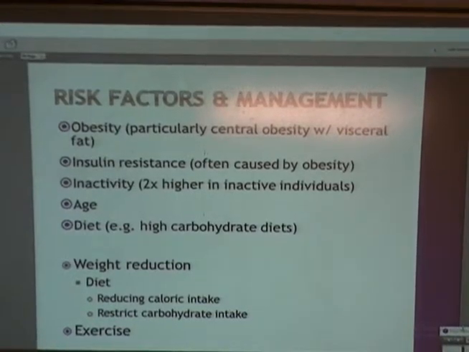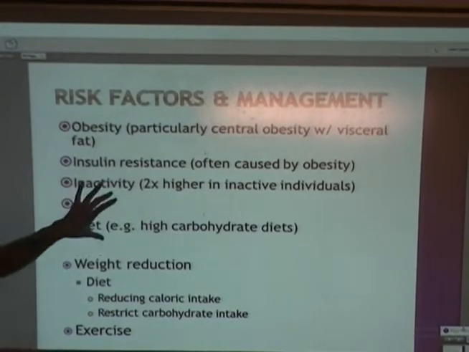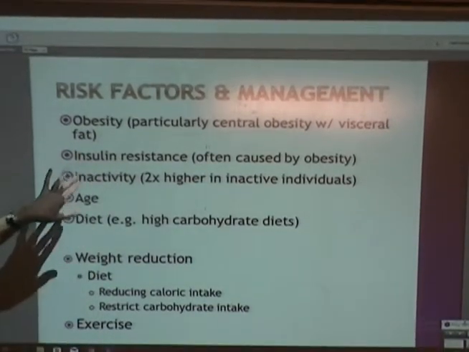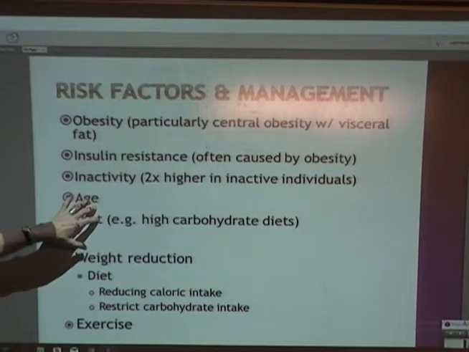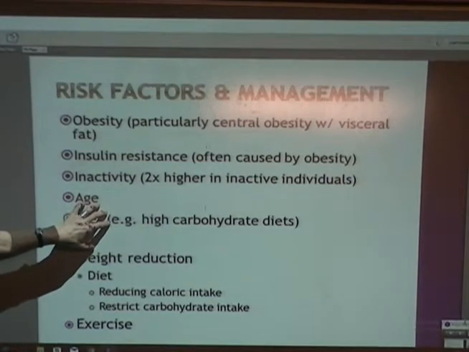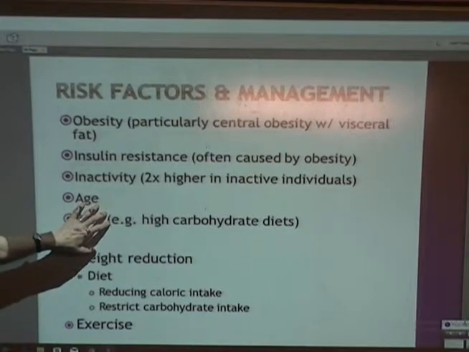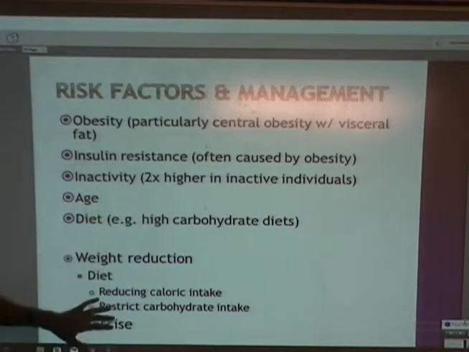It's this population that things like higher protein diets and stuff like that were really originally developed for. Okay, not for athletes.